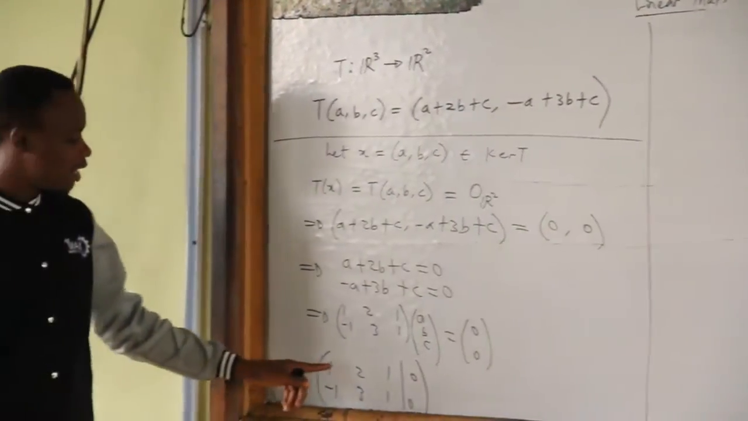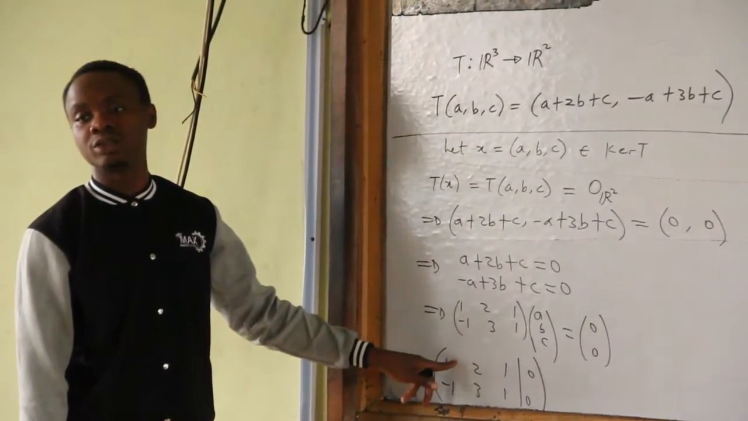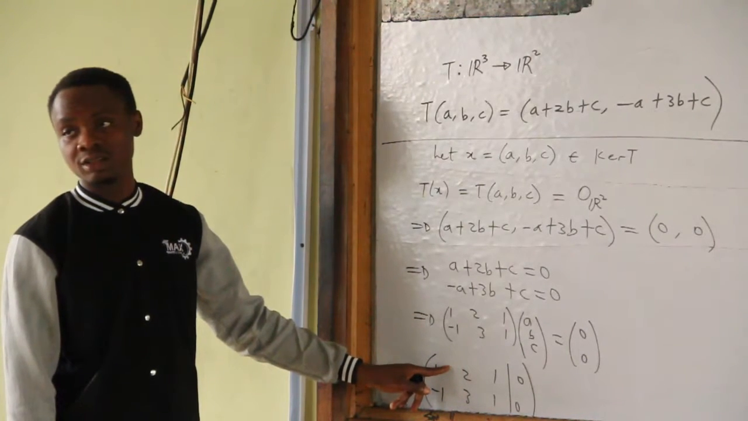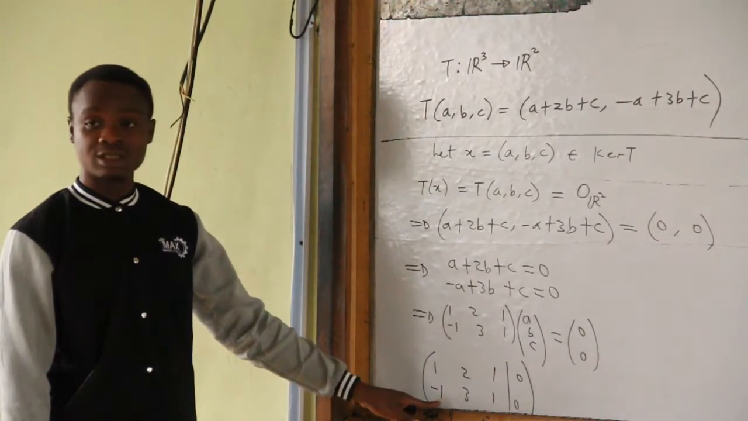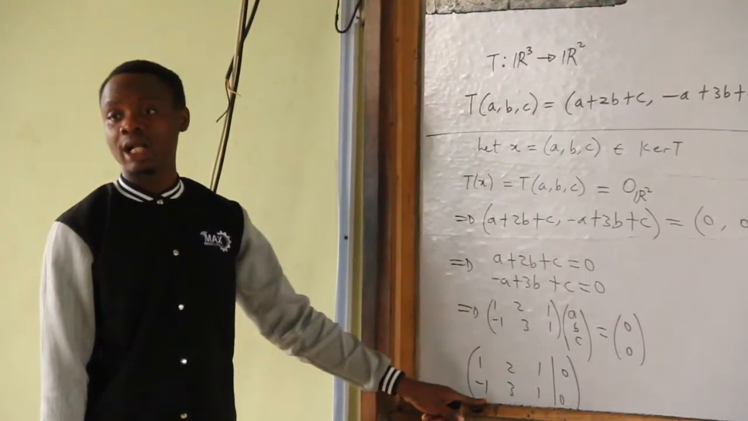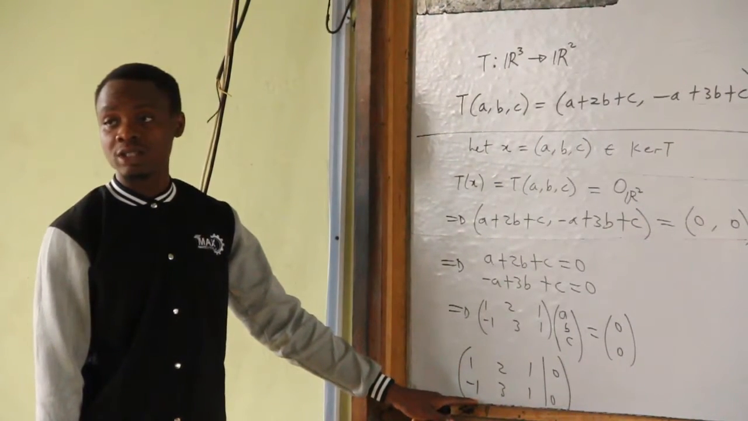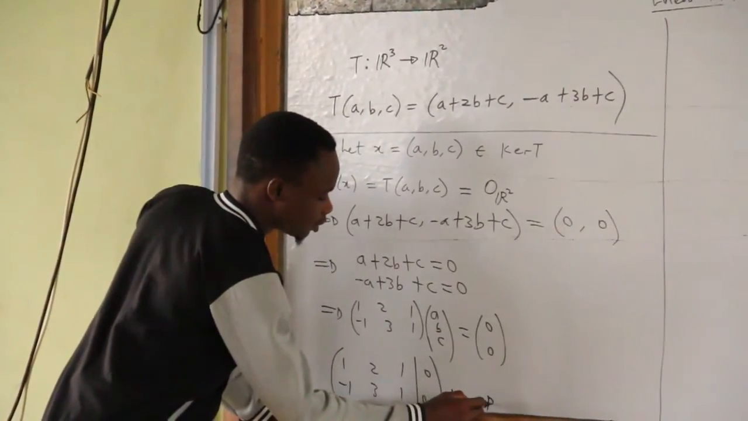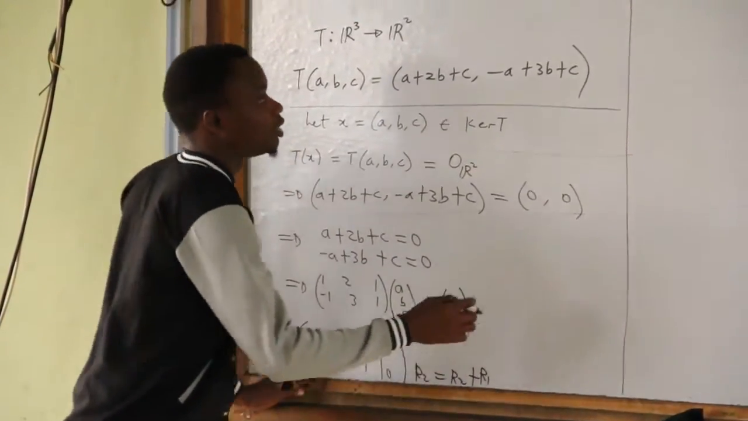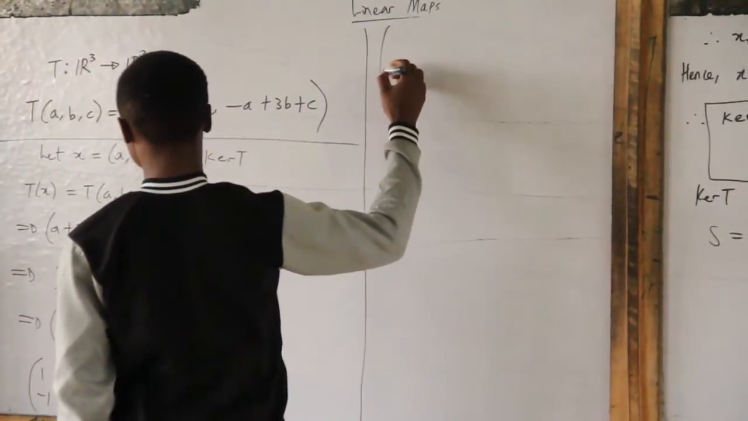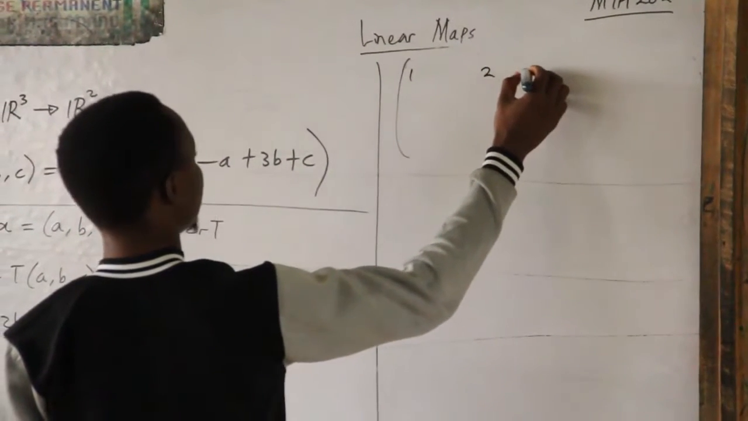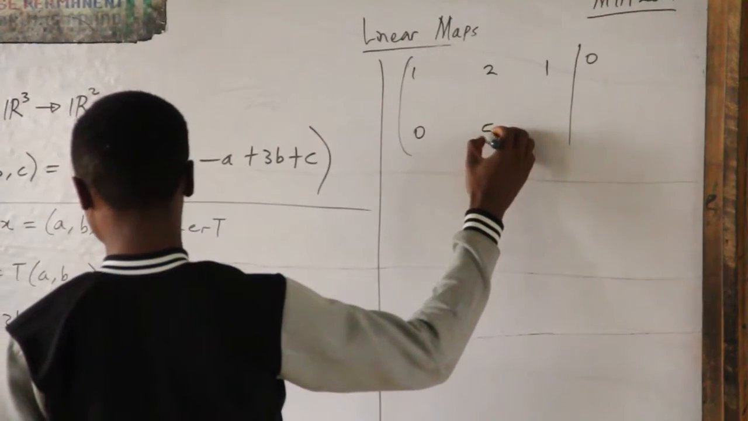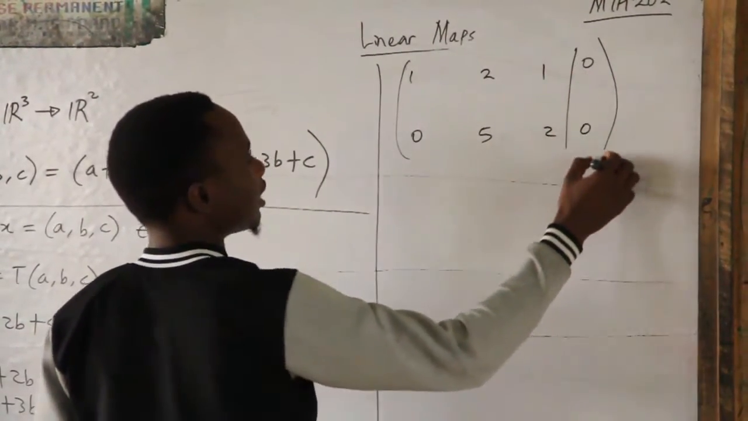When we put this in row reduced form, you can see the first element is already 1, so there's nothing to do to that. The only thing we want to change is this one, to make it 0. How do you do that? R2 equals R2 plus R1. That gives us 1, 2, 1, and 0, 5, 2, 0.